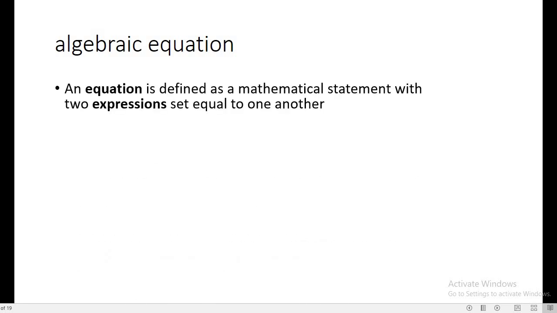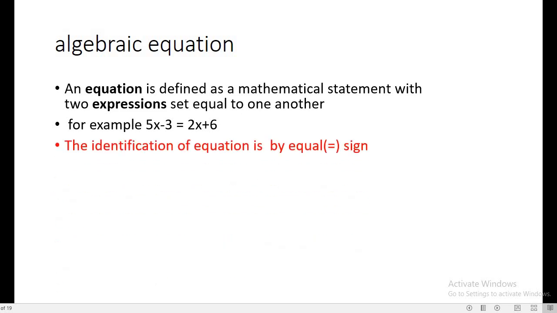Now let us discuss algebraic equation. An equation is defined as a mathematical statement with two expressions set equal to one another. So it is a statement which equates two mathematical expressions. For example, 5x minus 3 is equal to 2x plus 6. The identification of equation is the sign of equality. So you can see the equal sign is there between two expressions. So this as a whole is considered as algebraic equation.